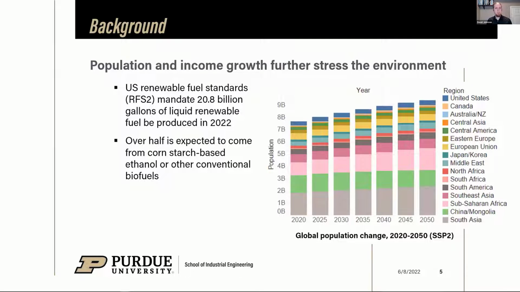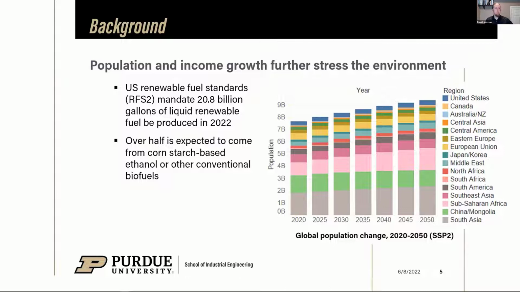So just in terms of the baseline, what we were looking at was the shared socioeconomic pathway 2, which is kind of the middle of the road pathway and trajectory on population and income change around the world. So here we're seeing the trajectory of population growth from 2020 to 2050 that we were looking at using the Simple G model.